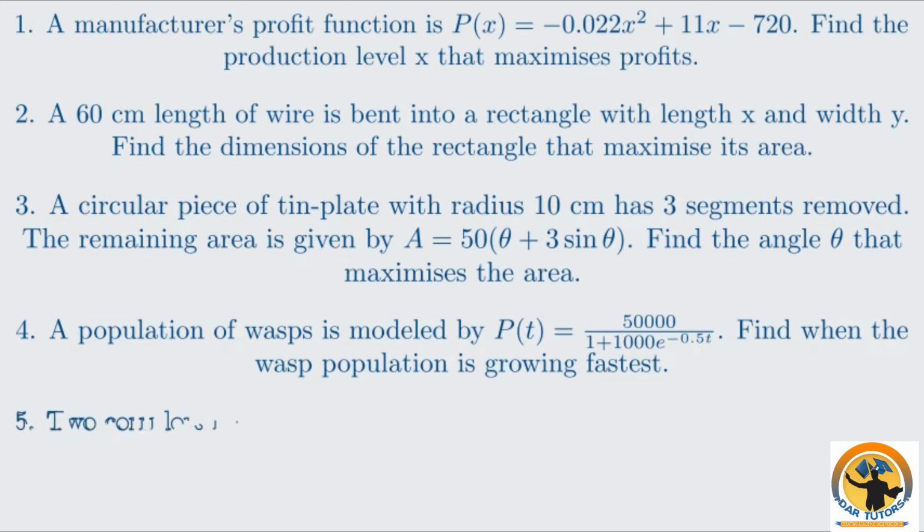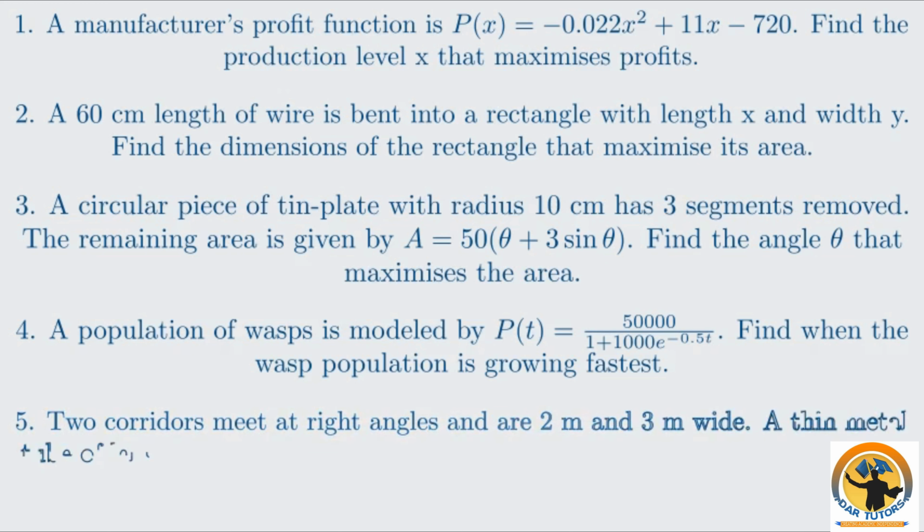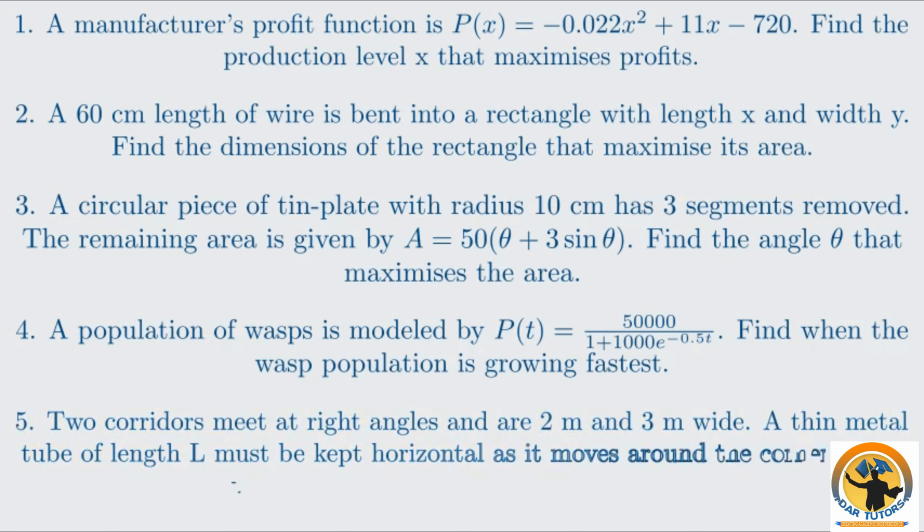Question 5. 2 corridors meet at right angles and are 2 meters and 3 meters wide. A thin metal tube of length L must be kept horizontal as it moves around the corner. Find the minimum possible length of the tube. Let's go through the solutions.